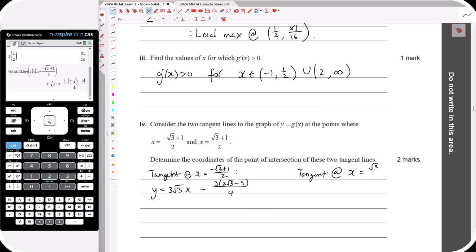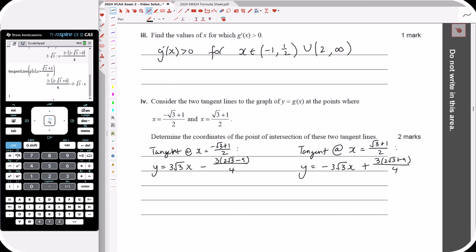So you really need to take care when transcribing things from your CAS. So the other tangent at root 3 plus 1 on 2, so it's positive root 3 plus 1 on 2, is this. So it's y equals negative 3 root 3x. So same gradient, but the negative version, plus 3 times 2 root 3 plus 9 on 4. So same line intercept? No, not quite. There's a minus 9 and a plus 9.